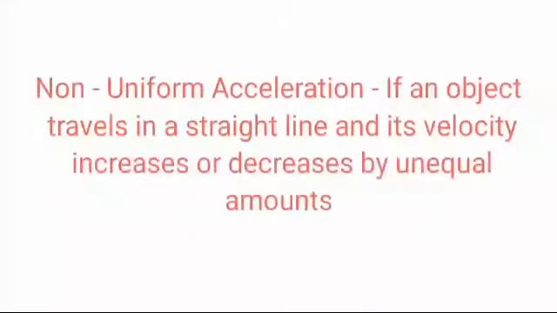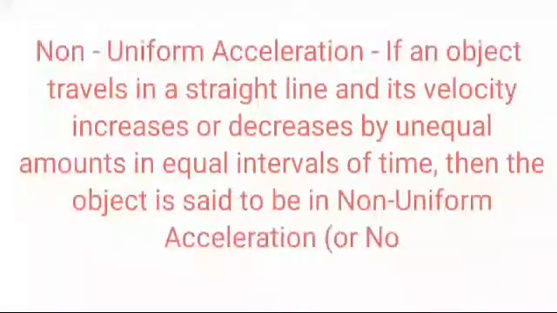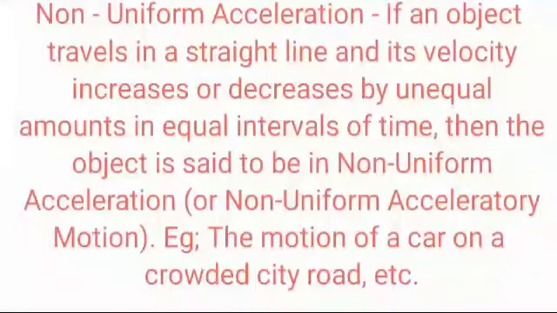Non-uniform acceleration. If an object travels in a straight line and its velocity increases or decreases by unequal amounts in equal intervals of time, then the object is said to be in non-uniform motion or non-uniform acceleratory motion. The motion of a car in a crowded city, the motion of a train leaving or entering the platform are all examples of non-uniform acceleratory motion.